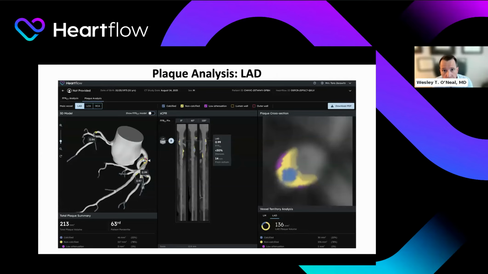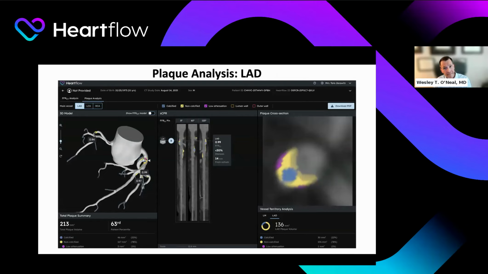So this is just a screenshot of the next generation plaque analysis from Heartflow. Again, Dr. Parikh will go into a little more detail of the interactive model and how that looks for you as a user. But basically, just to reiterate for this patient, he had a total plaque volume of 213, which actually put him in the 63rd percentile. But you can actually scroll through, which Dr. Parikh will show. You can see where the plaque makeup is in the vessel.